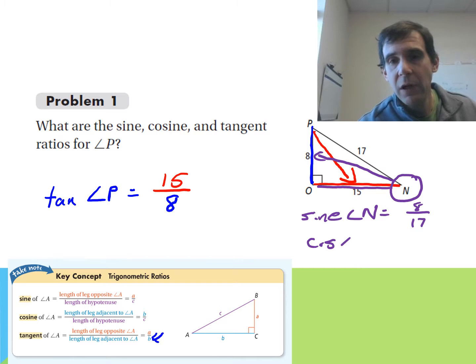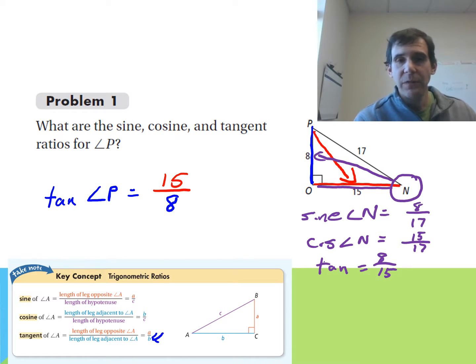Cosine of angle N would be the adjacent leg, so 15 over, again, the hypotenuse, 17. And the tangent would now be opposite over adjacent, so opposite is 8 and 15 is the adjacent. You can see that it's basically just reversing the opposite and adjacent. Now that you've had a chance to figure out how to put these ratios together, let's make some use out of them.